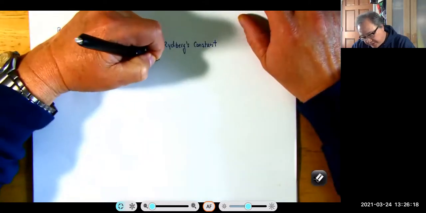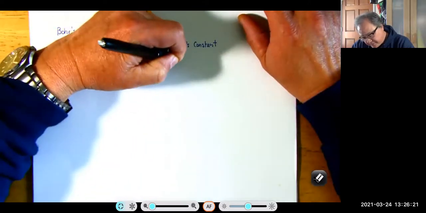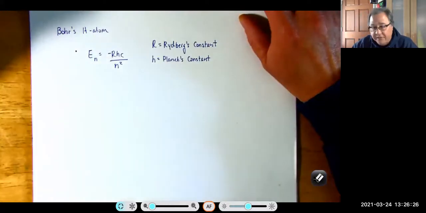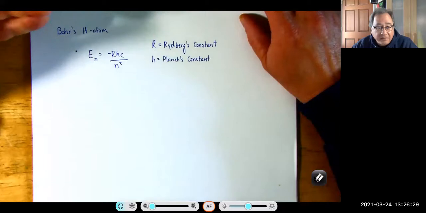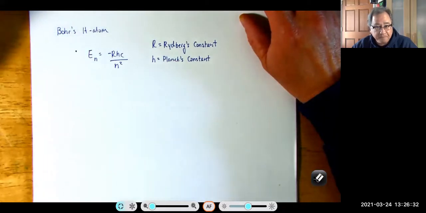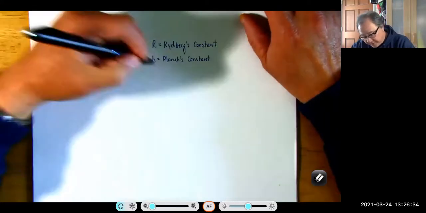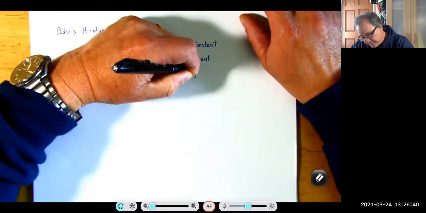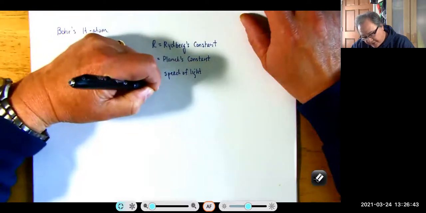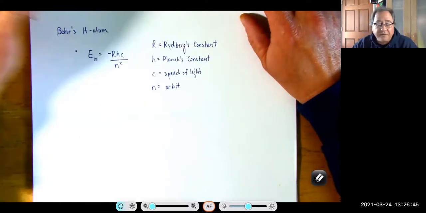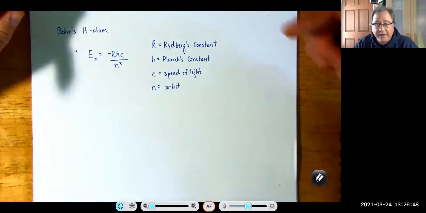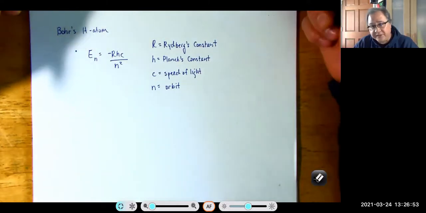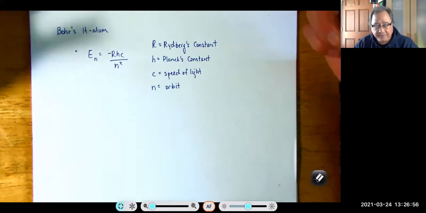H is Planck's constant. And Planck got his constant from developing that formula for the energy of light compared to its frequency. And C is the speed of light. And n is the orbit. So the orbits were given values of 1, 2, 3, 4, and so forth. So you could be in the first orbit, the second orbit, the third orbit, or the fourth orbit.